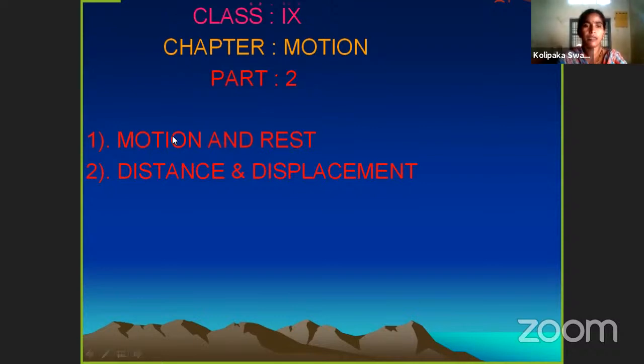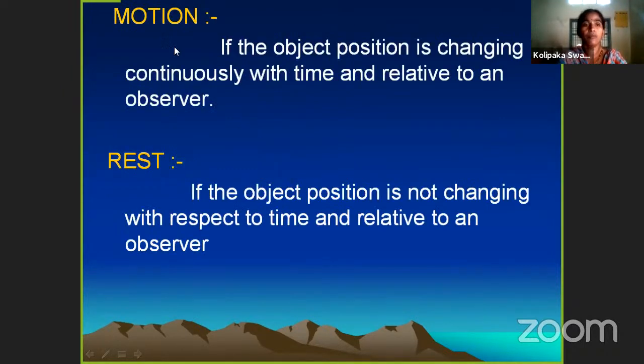Actually, all objects have two states. One is the motion state, another one is the rest state. When do we call the object in motion state and when do we call the object in rest state? When the object's position is changing continuously with time and relative to an observer, that time we call the object in motion.